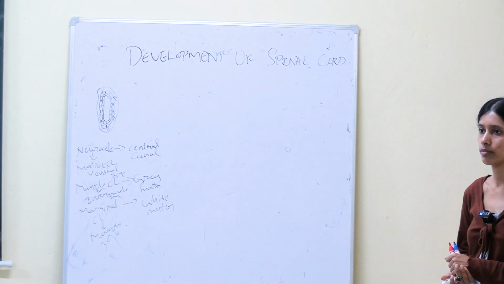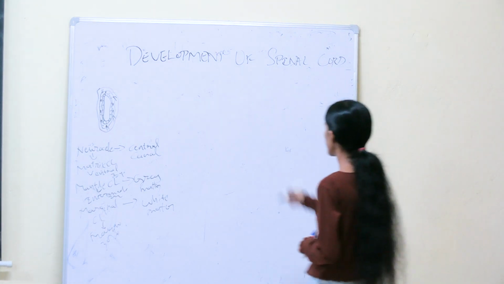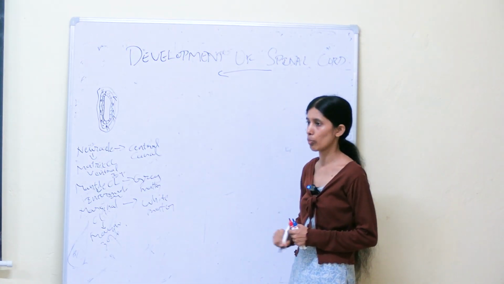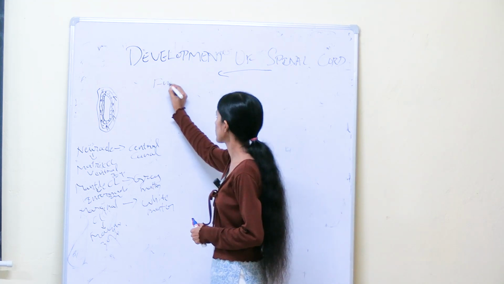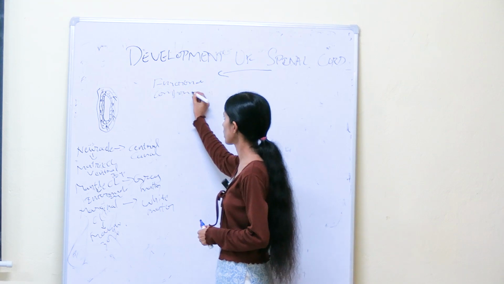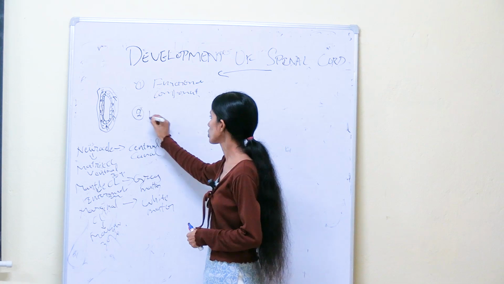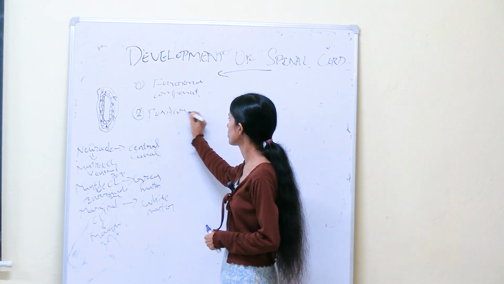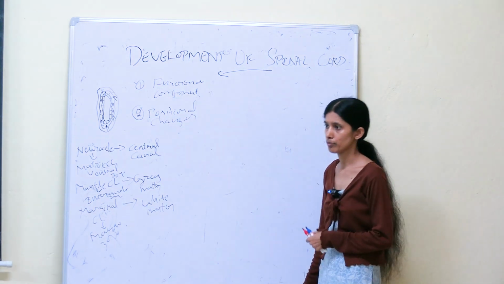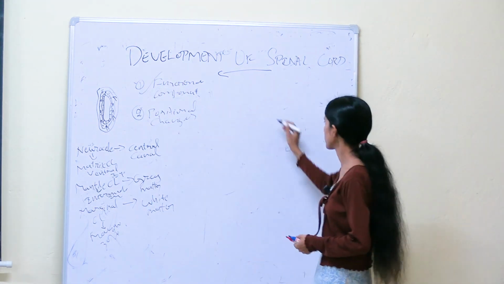Any doubts? Any doubts in this? So, while studying about the development of spinal cord, we have two important topics to concentrate on. The first one is functional components of the spinal cord, okay, and the second topic is positional changes of the spinal cord, okay. First we will start with the functional components.